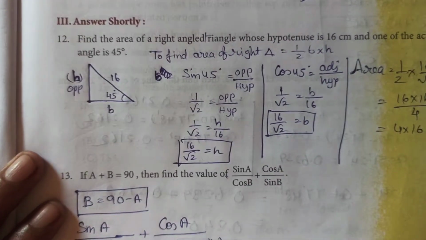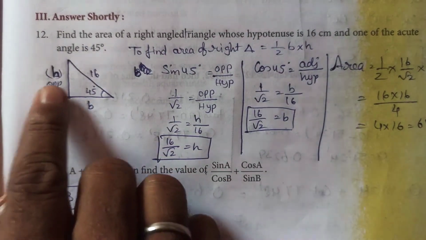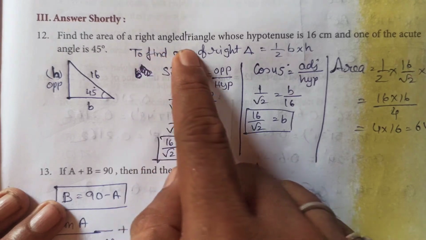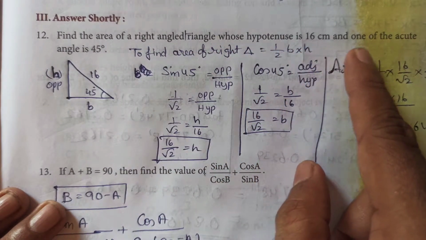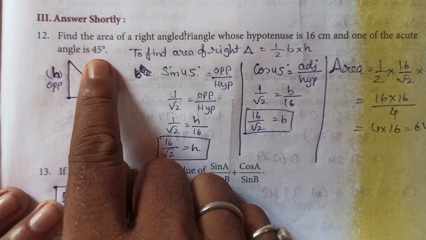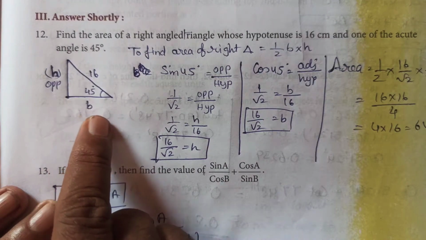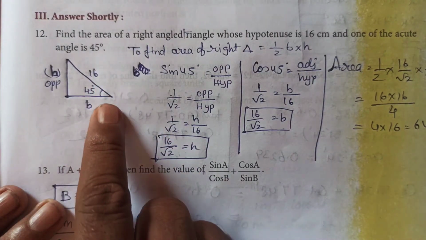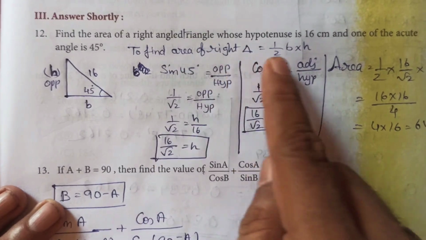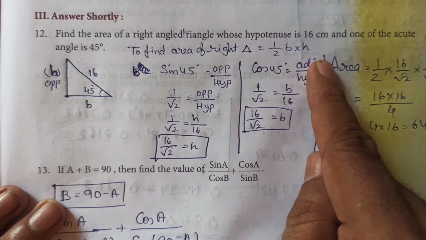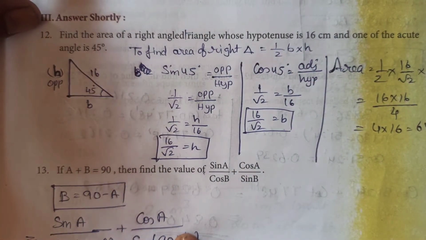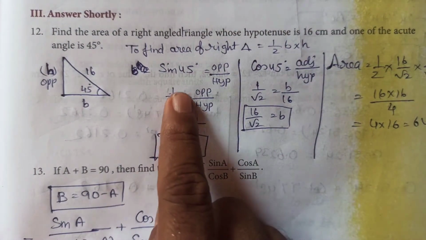Now we are coming to question number 12. Find the area of the right angle triangle whose hypotenuse is 16. One of the acute angle is 45 degree. So we are given this value, hypotenuse is 16, angle is 45 degree. To find the area of right angle triangle, we use the formula half into base into height, as we did in the previous problem. So we are doing in the same way.